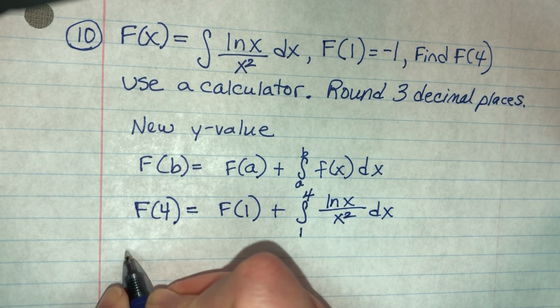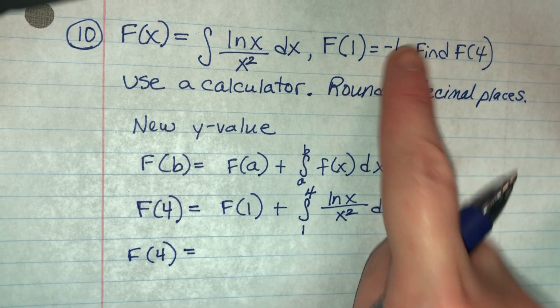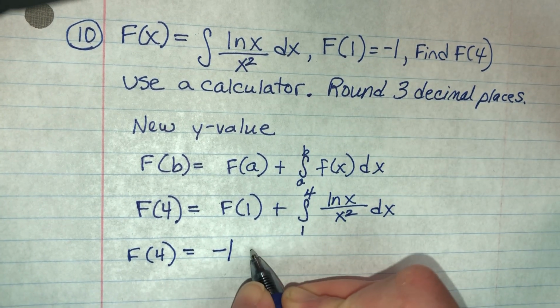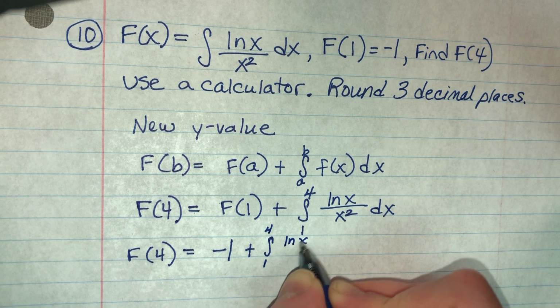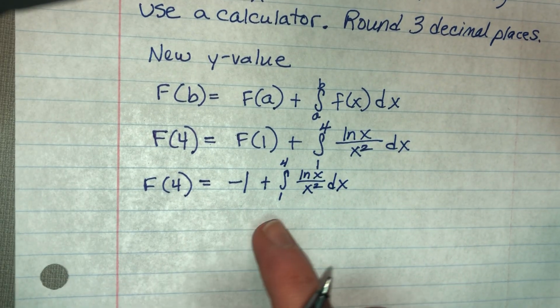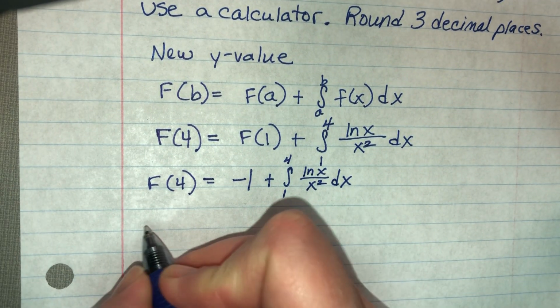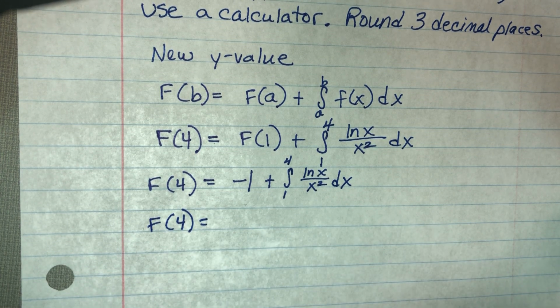So F of 4 is what we're trying to find. And we do know F of 1. They gave it to us. It's equal to -1. So -1 plus the integral from 1 to 4 of the natural log of x over x squared dx. This is what we're going to type in the calculator to get the answer, and we'll round it off to 3 decimal places.